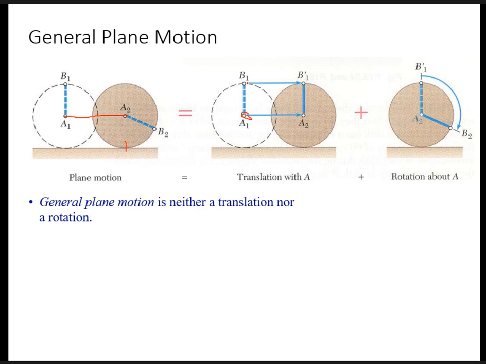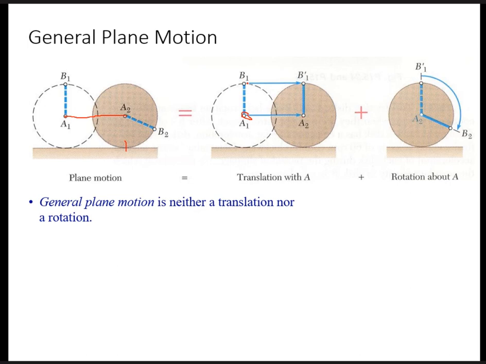I'll just come to this one. This is just for your explanation, and I will come back to this problem again, how this can be solved. So general plane motion is neither a translation nor a rotation. It can be considered as the sum of translation and rotation.